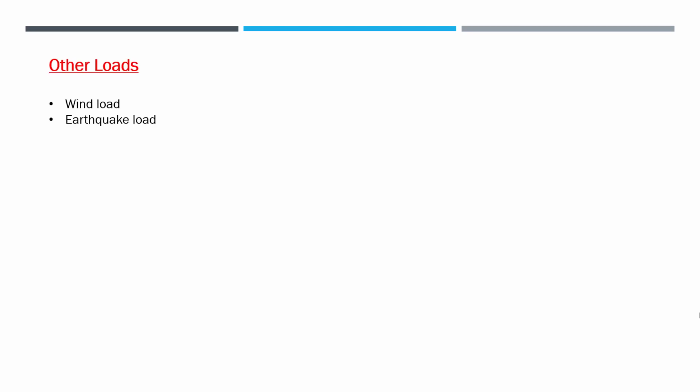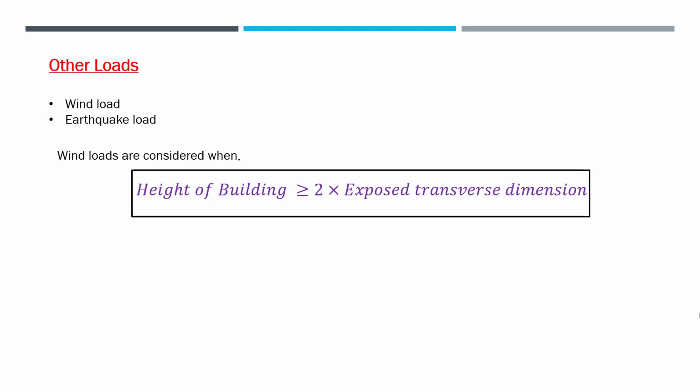Other than dead load and live load, the wind load and earthquake loads are the main loads required to be considered in building design, especially when the height of the building exceeds 2 times the dimension transverse to the exposed wind face. Most of us have studied more or less about earthquake loads in our curriculum. Therefore, I am focusing more on wind loads. However, if you need me to discuss the basics of earthquake loads, you can drop a mail at the mail ID given in the description box. I will make another video for the same.